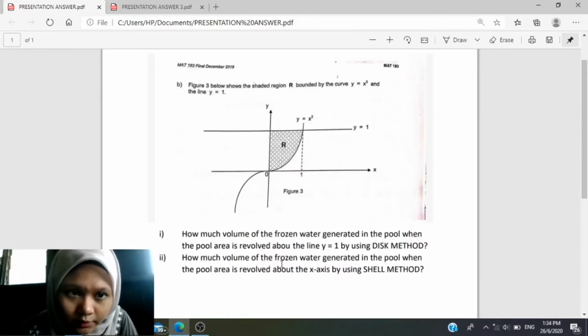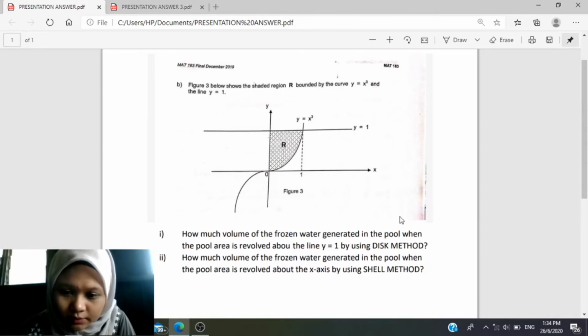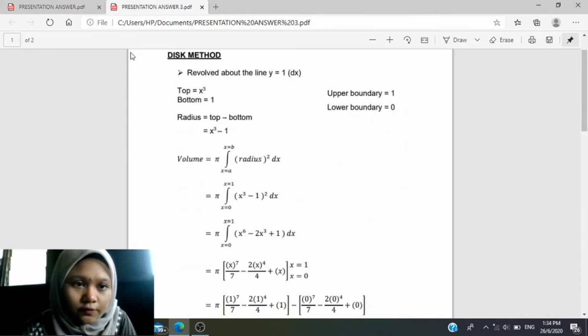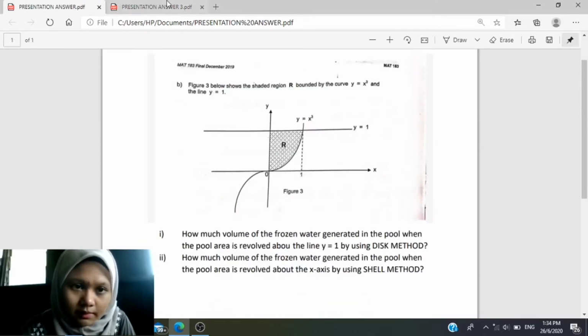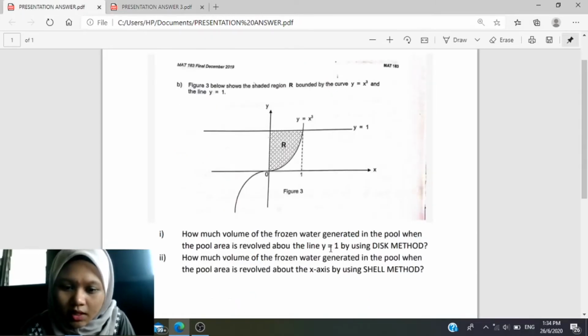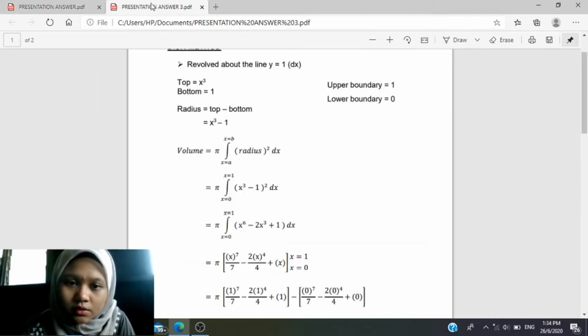In this part, we need to calculate the volume by using the disk method and the shell method. This is the first question, by using the disk method. First, we need to figure out the clue from the question. The clue is y is equal to 1, so the clue is dx. We want to use dx.